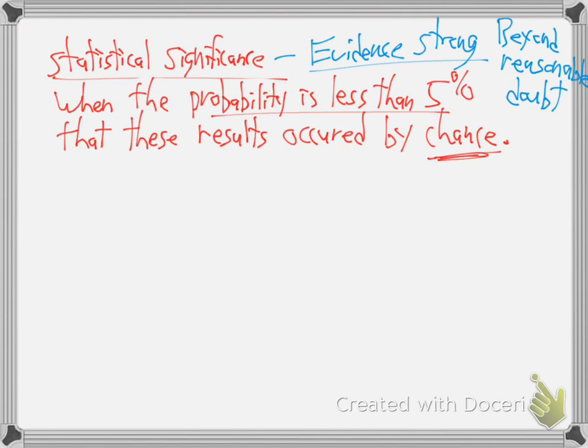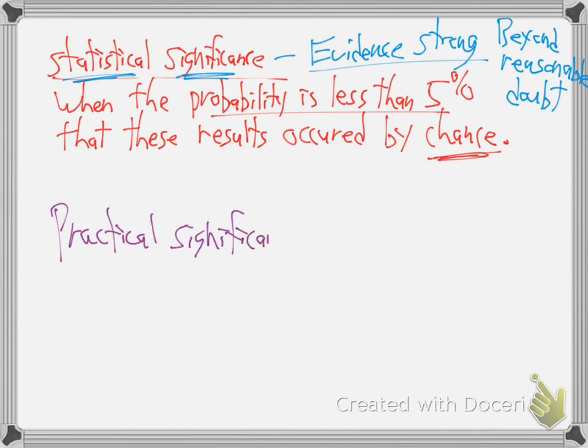So when the probability that it was just by chance is really low, right? Because anything that happens in life, it could either be by chance or because something's causing it. And if the probability that it was by chance is super, super low, then you become more and more convinced that it wasn't by chance, something's causing it, the new medication's really working. So that's statistical significance.